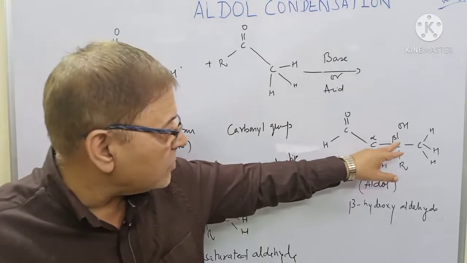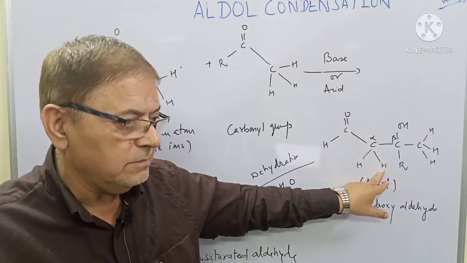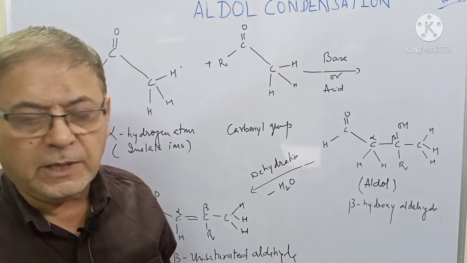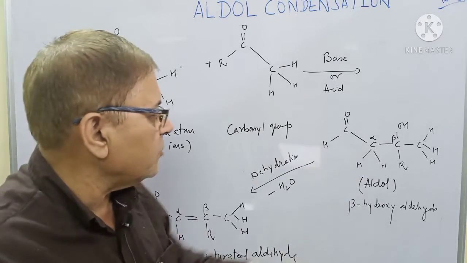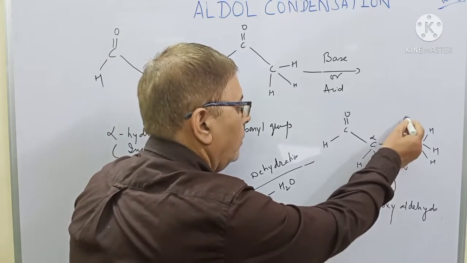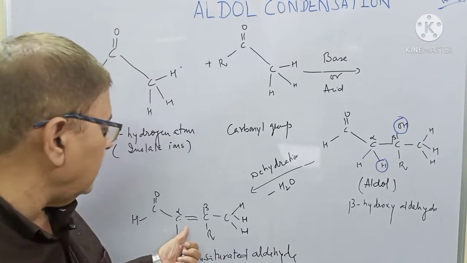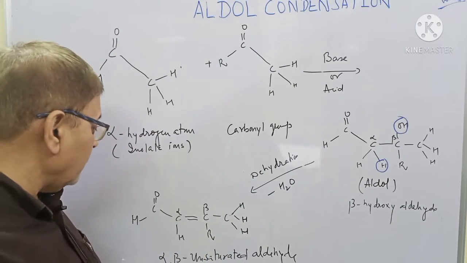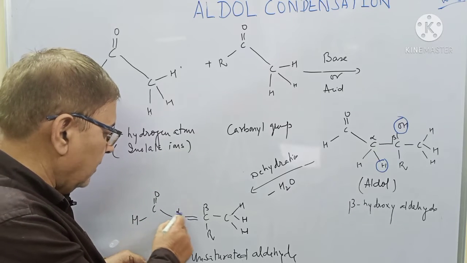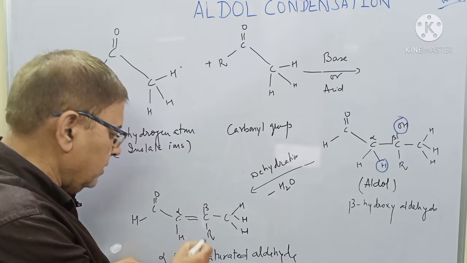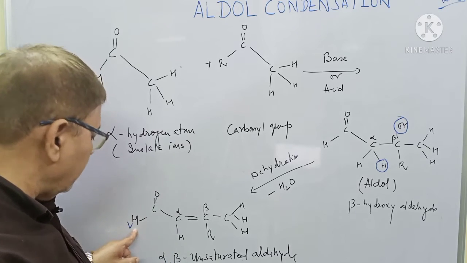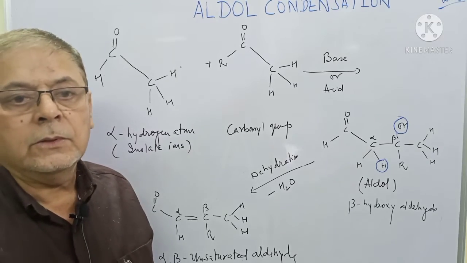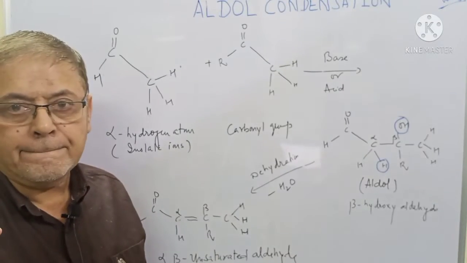Now because there is an OH group and an H atom on the neighboring carbon atom, and the base is already present, dehydration takes place. One H from here and the OH are lost as a molecule of water and we get a double bond. This is the second step, and the compound will be called an alpha beta unsaturated aldehyde, and if this was R, it would be called an alpha beta unsaturated ketone. So this is aldol condensation.